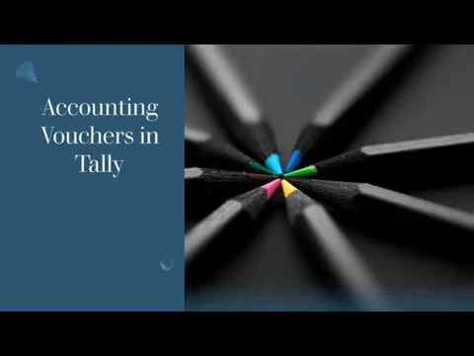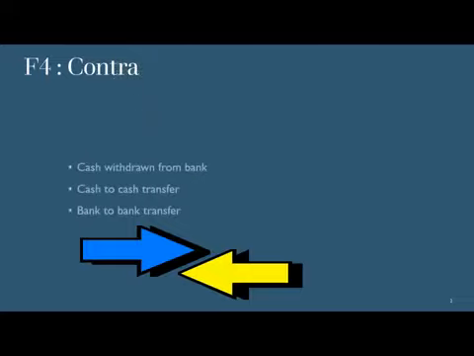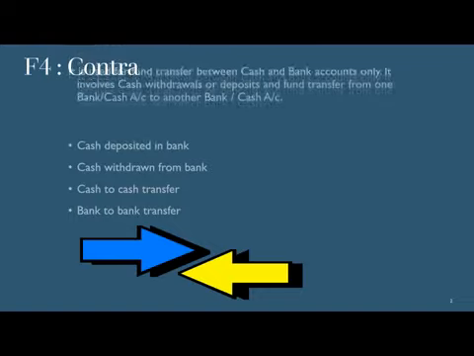Accounting vouchers in Tally. The first one is the contra voucher. The shortcut key for this one will be function key F4. Whenever we have a transaction between cash and bank, in that case, this particular voucher will be used. Bank to bank transfer, cash to cash transfer, cash withdrawn from the bank, cash deposited in the bank.